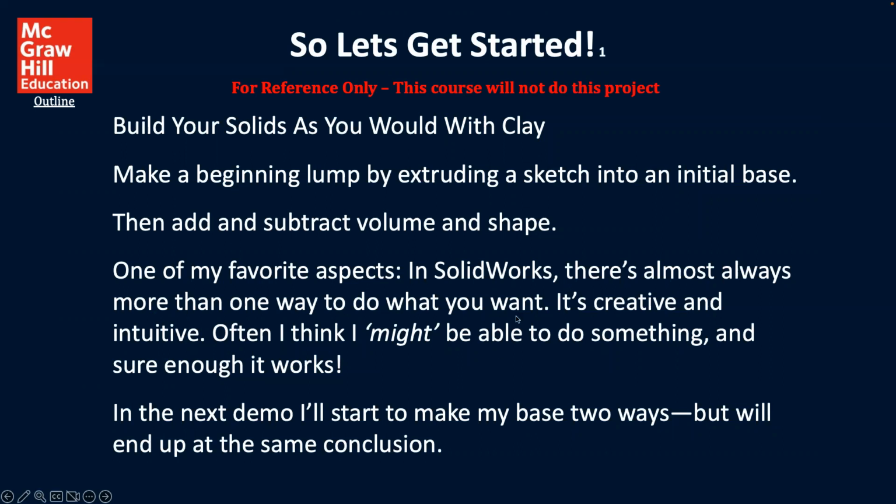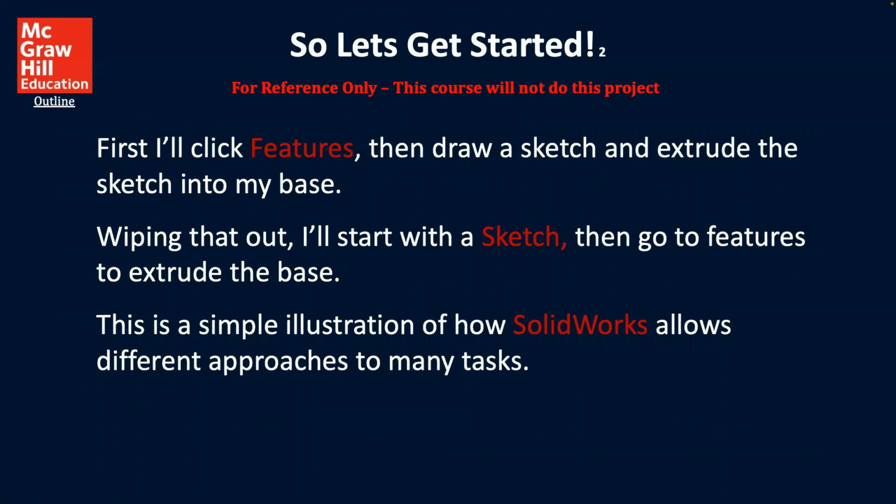And so in the demo that the author is talking about here, you're able to make my base in two ways, but will end up in the same conclusion. So there's various ways that you can actually do the machining. So once again, this is for reference only. You can check the features, then draw a sketch and extrude the sketch into the base. Or you could start with a sketch, then go to the feature to extrude the base. And this is a simple illustration of how SolidWorks allows different approaches to many tasks.